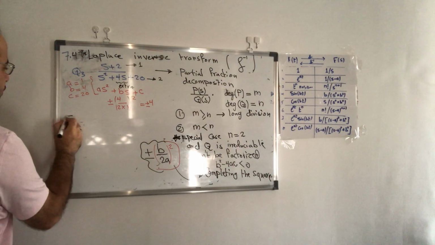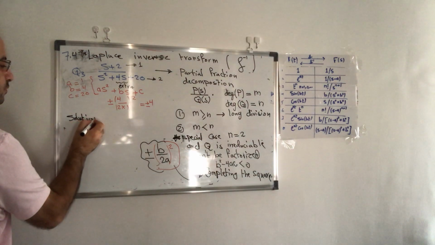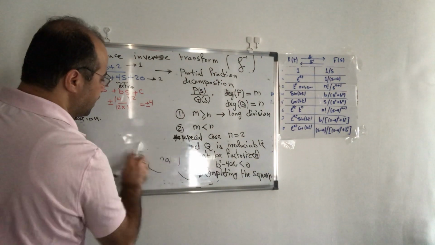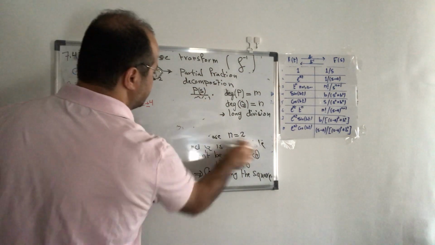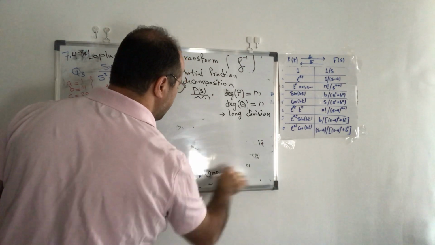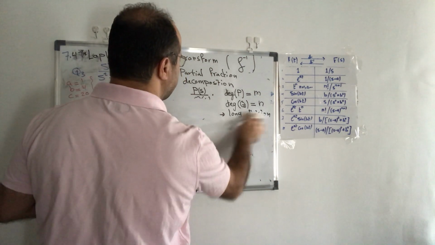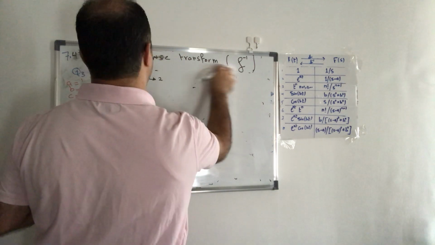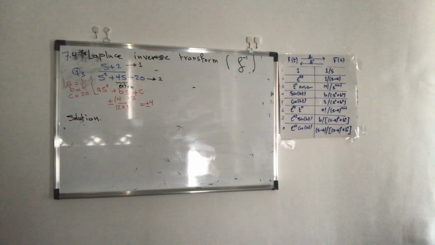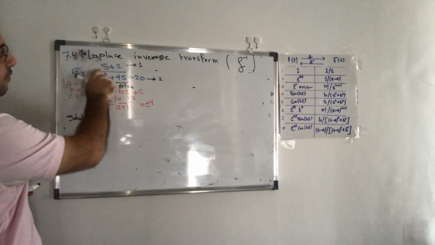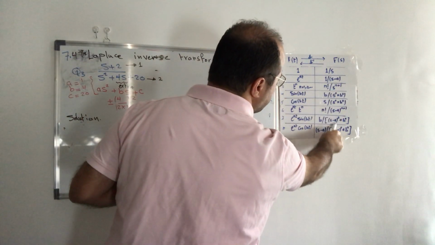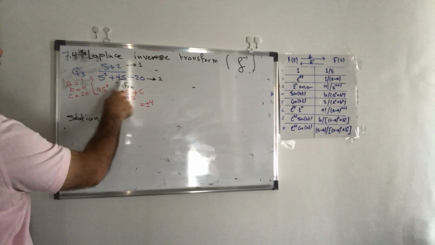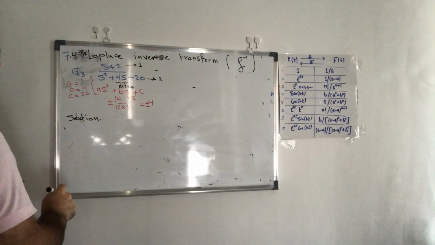So let me do the solution here. Just remember one more time, if you go here, you're going to find we always have one s, right? But here you have two s's, right? For this reason, we need to look for partial fraction decomposition.